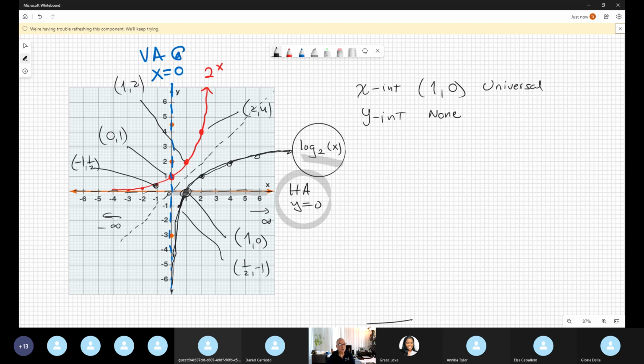Because we have the line that represents the line y equals x, which is the identity function, and the exponential, which is the red color, and the logarithm, which is the black color, are symmetric with respect to that. Okay, one more piece of information. So now, domain and range is clear.